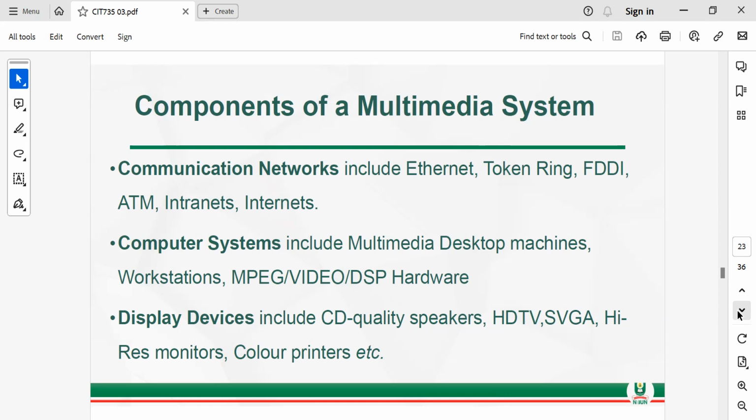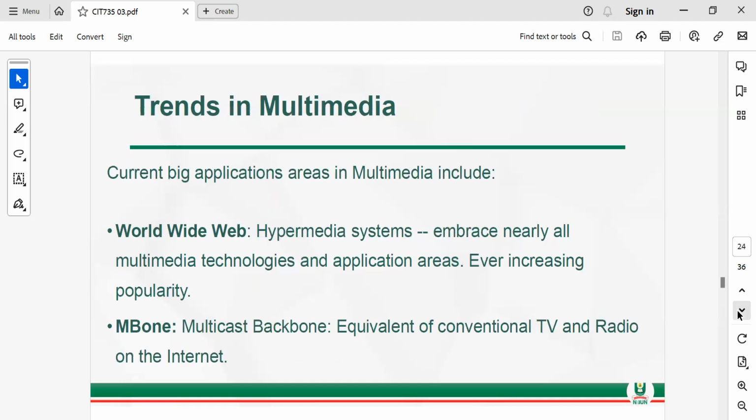Then you also need display devices. Your monitor or your screen needs to be very, very powerful. And so good quality CD quality speakers that can display audio. Then high definition television, SVGA, high resolution monitors, and color printers also help you to display your output in various forms as much as possible.